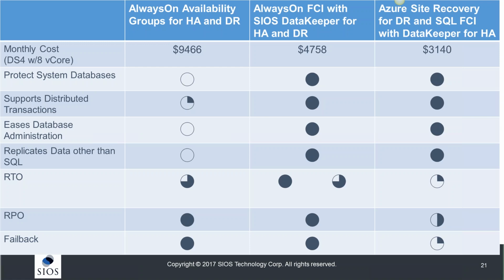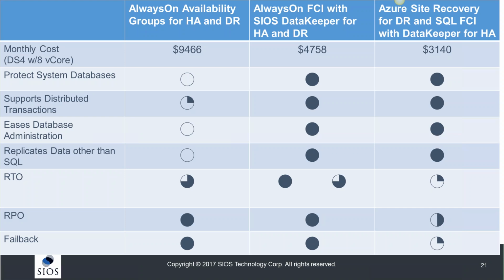This slide just summarizes some of the features and limitations and advantages of each solution. So across the top, we have the 3 solutions we just discussed. First column, the always-on availability groups for both HA and DR. Middle column combines DataKeeper for local HA with the always-on failover clustering, and then also using DataKeeper to extend it for that multi-site configuration. And the final column is what we just looked at, which combines Azure Site Recovery to replicate the 2-node SQL Server failover cluster with DataKeeper.